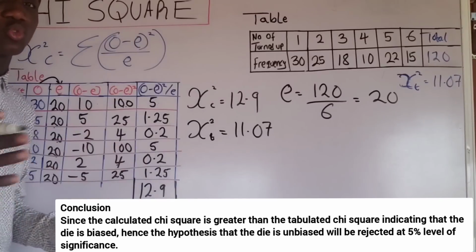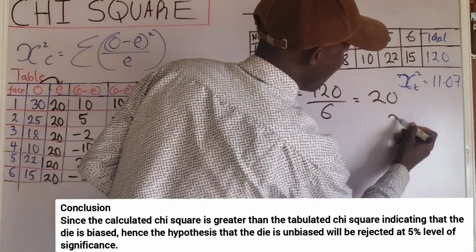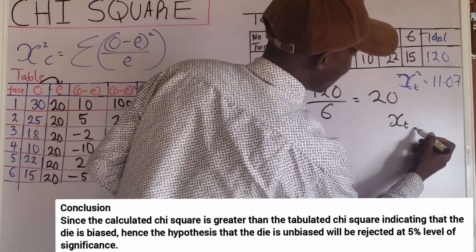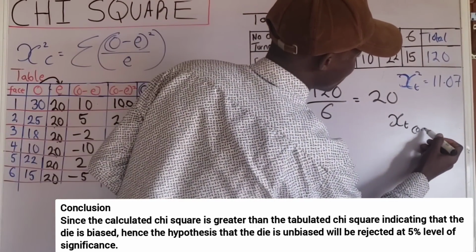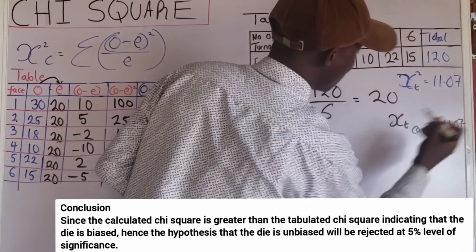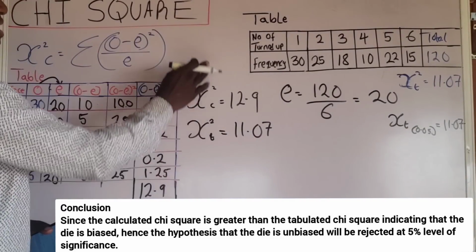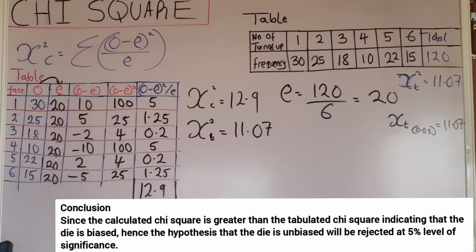Don't worry, I'm going to show you how to get this on your table. Okay, so don't forget that xt at 5%, which is also the same thing as 0.05, is 11.07. So these are the critical values that we have. Now, how do we know if the die is unbiased or it is biased?